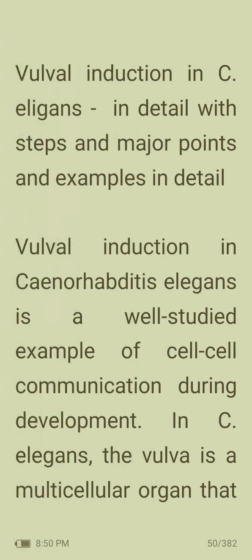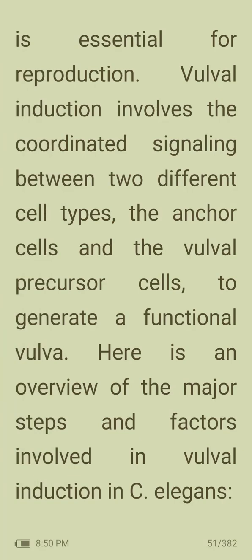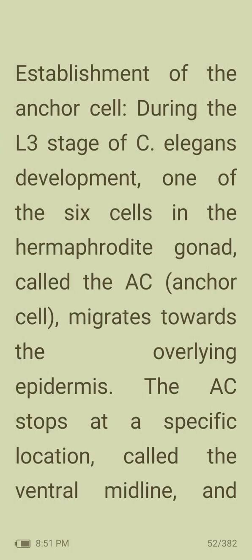Next, vulval induction in C. elegans. Vulval induction in Caenorhabditis elegans is a well-studied example of cell-cell communication during development. In C. elegans, the vulva is a multicellular organ that is essential for reproduction. Vulval induction involves the coordinated signaling between two different cell types, the anchor cells and the vulval precursor cells, to generate a functional vulva. Here is an overview of the major steps and parts that we will be learning tomorrow.